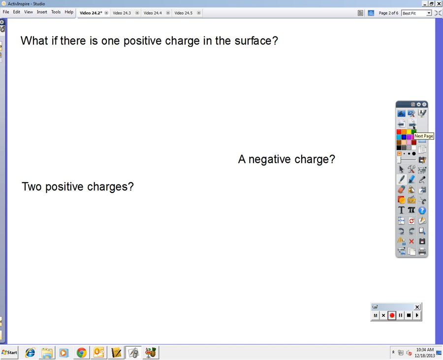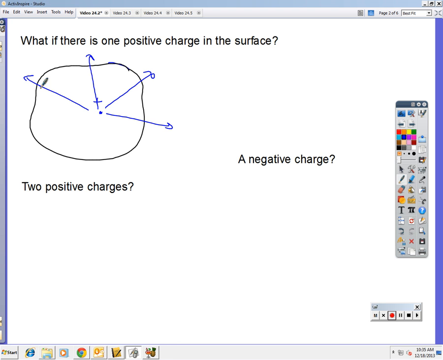Now let's say we've got one positive charge inside this Gaussian surface. So here's the Gaussian surface. Let's say we put one positive charge in there. Let's say that 6 field lines come off of that positive charge. You've got a certain amount of flux, and so in some units, flux is going to be 6.